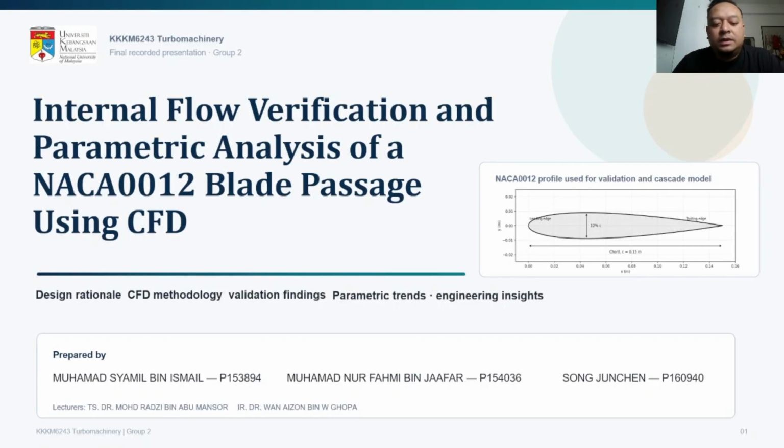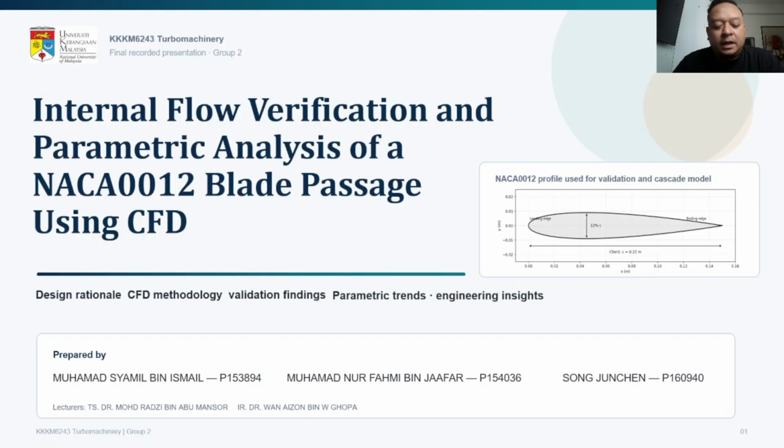We are Group 2, and our project is titled Internal Flow Verification and Parametric Analysis of NACA 0012 Blade Profile using CFD. The purpose of this presentation is to explain how we design a simple NACA-based blade profile, build a CFD workflow, validate the pressure trend against a published NACA 0012 study, and then use the model to analyze inlet velocity and incidence effects in a blade passage.